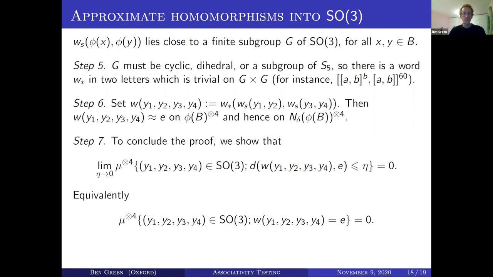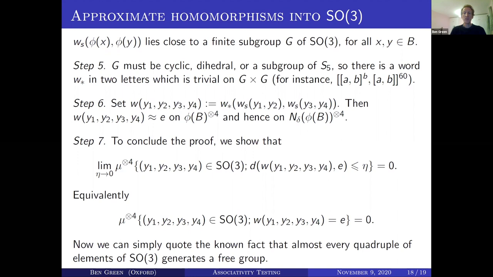And just by measure theory, this is equivalent to saying that the measure of the set of tuples in SO3 where this word is trivial is zero. But that's a known fact. So almost every quadruple of elements of SO3, in fact, generates a free group.